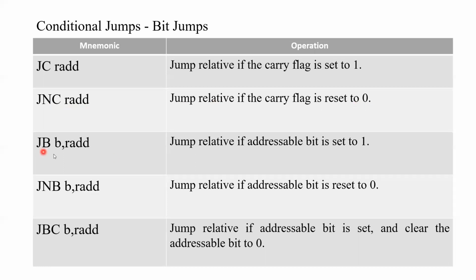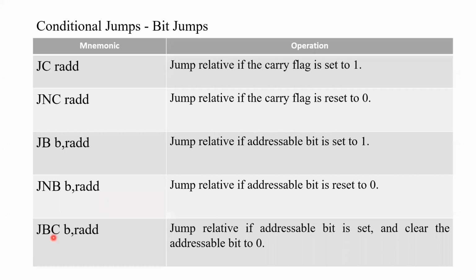Next, JB B comma relative address. What is this one? This is a bit, any bit addressable location we have. Whatever bit you have mentioned, if that bit is set, then jump to the relative address there. Next, we have JNB B comma R address. Whatever bit you have mentioned there, if that bit is not set, if that bit is equal to 0, then only jump to the relative address.